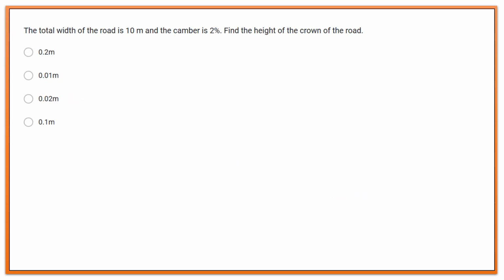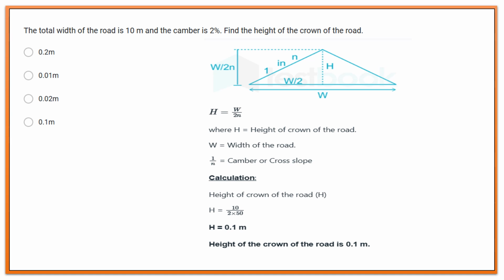The total width of road is 10 meter and camber is 2%. Find the height of crown of road. So this is the diagram for the height of crown. h is the height of crown and here h is equal to W by 2n. W is the width of the road and n is the cross slope or the camber. Here the camber is given, which is 2%.